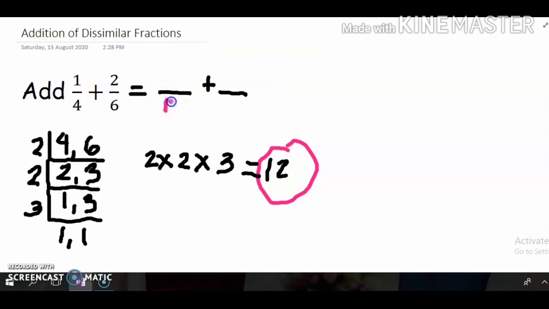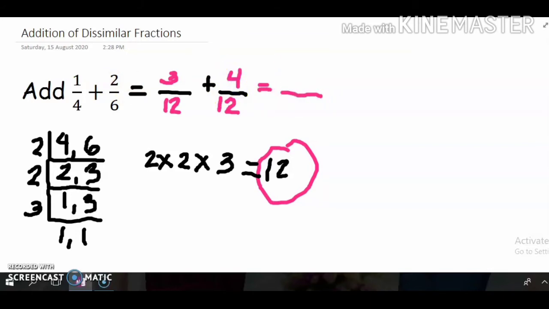Sulat natin sa ilalim. Ito na ang kanyang panibagong denominator. So to get the new numerator, or to express the fraction into equivalent fraction, we're going to divide 12 by the denominator 4, then the answer will be multiplied by 1. Again, 12 divided by 4 is 3, times mo sa 1, the answer is 3. Okay, next, 12 divided mo sa 6 ay 2, times 2, the answer is 4. So we now have the new numerators.